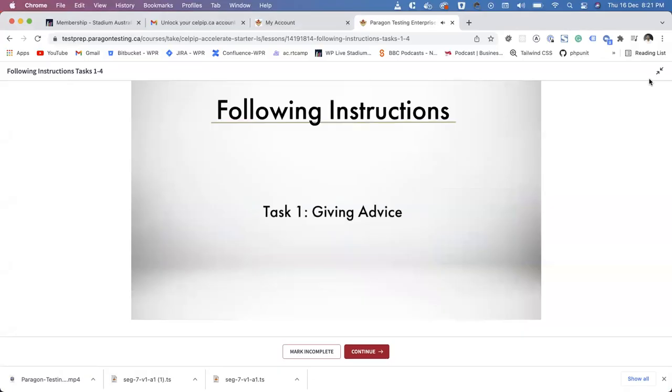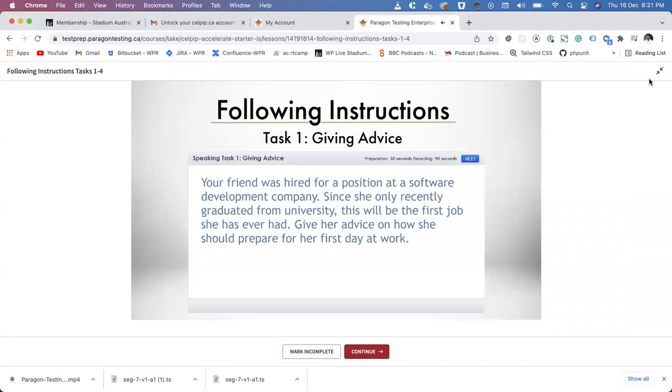Let's start with an example of task 1, giving advice. Here are the instructions. Your friend was hired for a position at a software development company. Since she only recently graduated from university, this will be the first job she has ever had. Give her advice on how she should prepare for her first day at work.